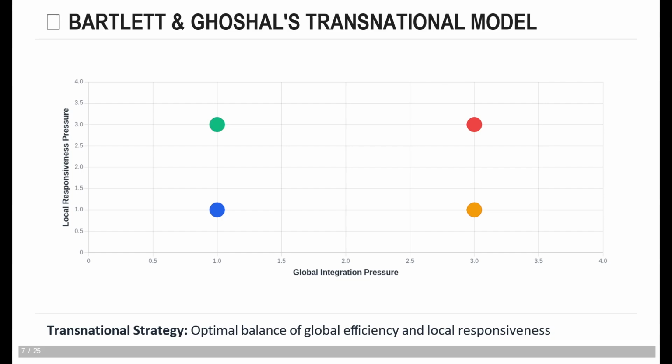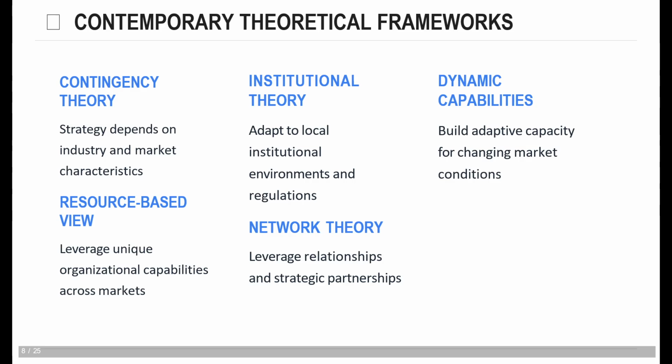Oh, I have to learn it, yeah. And then domestic strategies, low integration, high pressure. Next slide. Okay, okay. I don't want to go further.